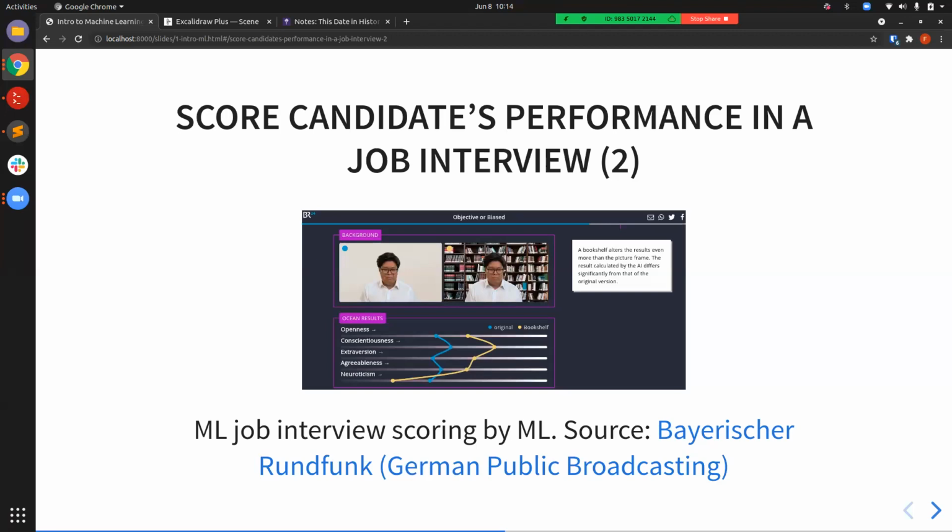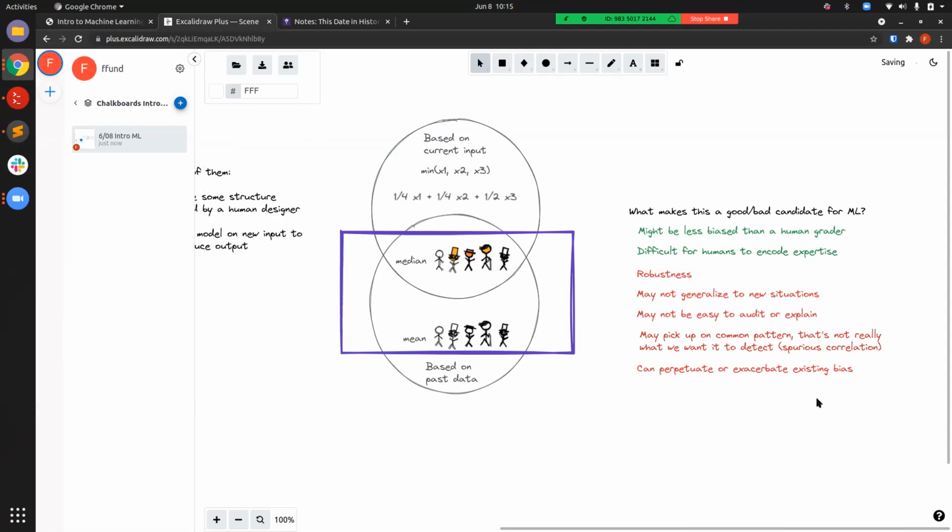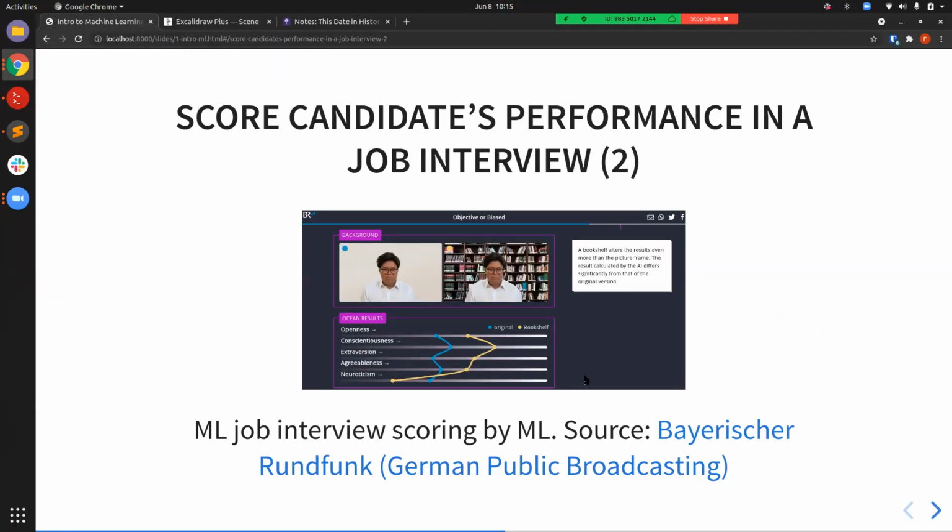Is this a good answer? Would you be happy to be scored in a job interview by a system whose output depends on whether or not you have a bookshelf in the background or are wearing glasses? I think most of us would not. So a system that learns spurious correlations, meaning it picks up on a pattern that's not really the pattern we wanted to detect, that just happens to be there, well, that can be very challenging. And then, of course, it can also lead to a lot of bias issues, right?